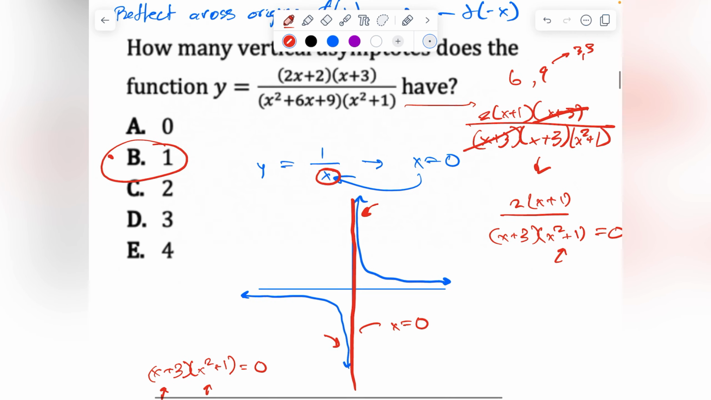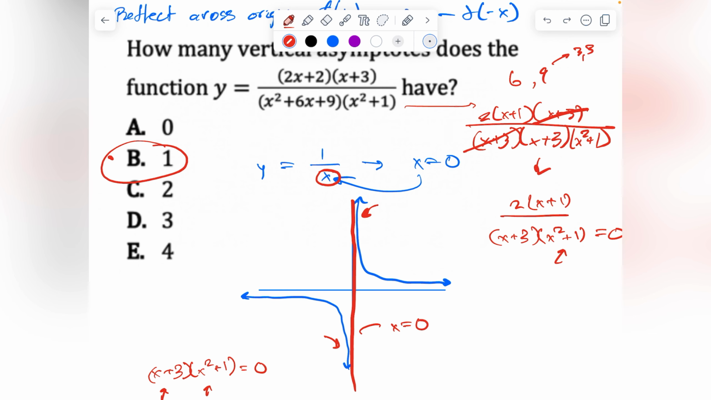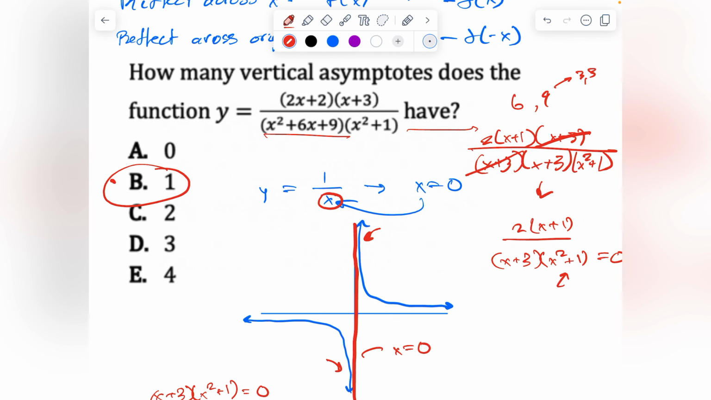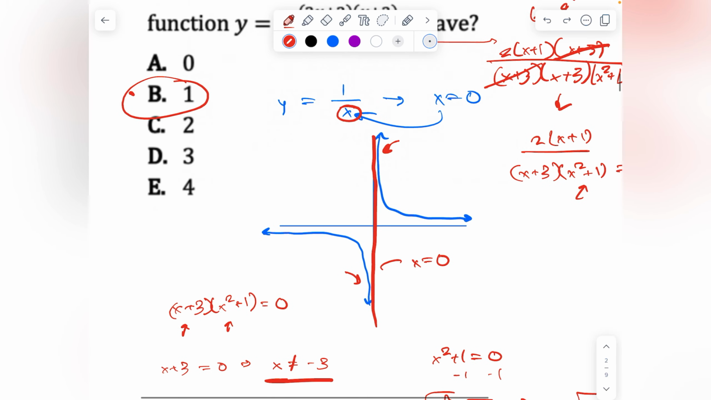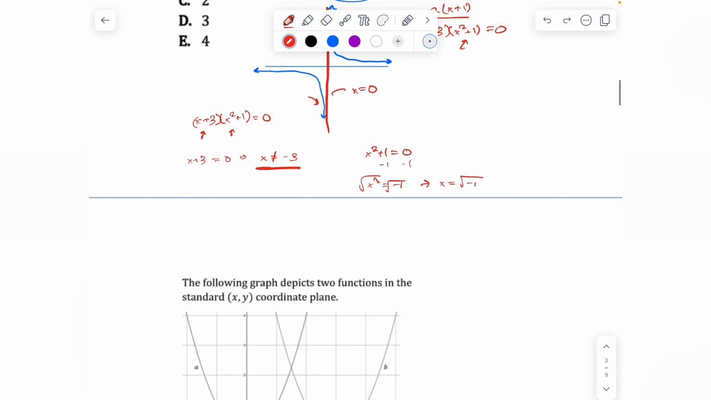That is your answer. Even though in your denominator it looks like you have 2 factors of x plus 3, and you maybe are able to factor x squared plus 1, you might think, oh, it's 4 or 3. In actuality, it is just 1. Okay? So it's always important when you do these problems to simplify.